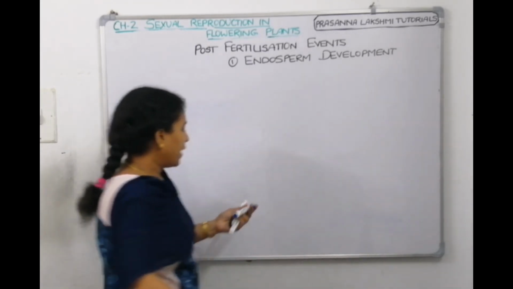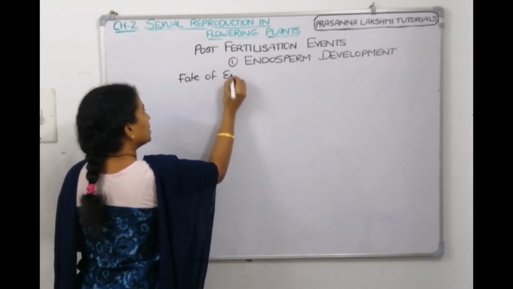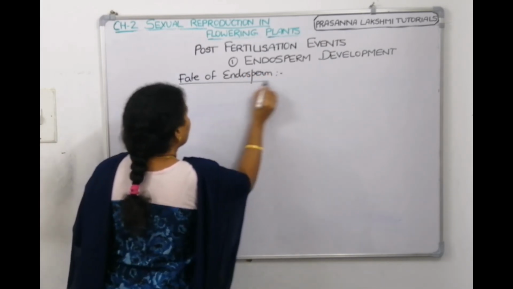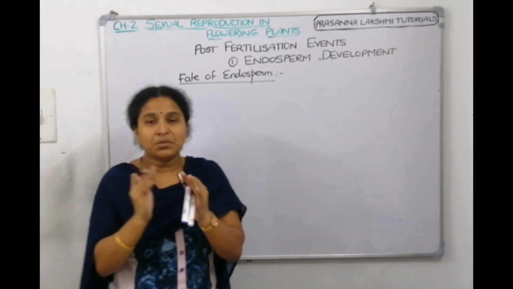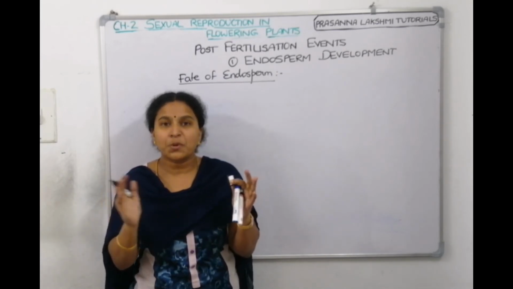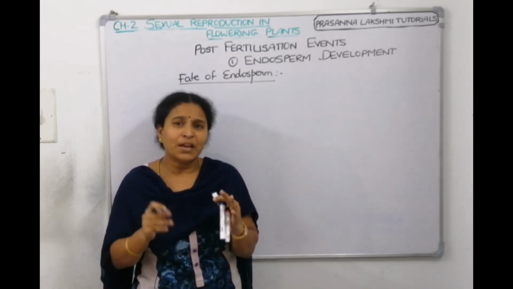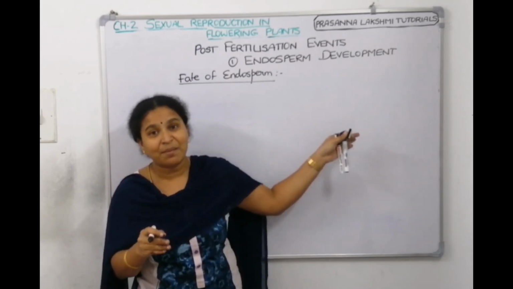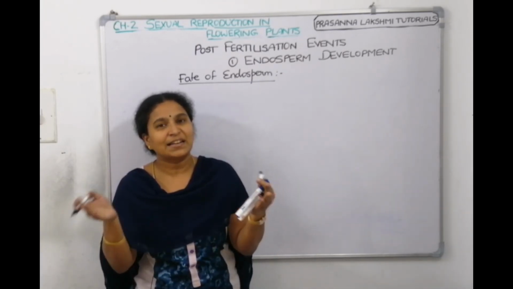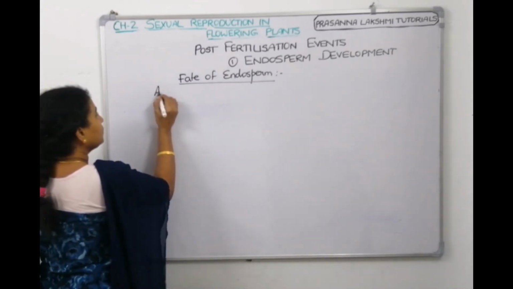Now, what is the fate of the endosperm? The endosperm's outside portion will be nucellus. As the endosperm is growing, the endosperm will crush off the nucellus and endosperm will occupy. Inside the endosperm, I am drawing the embryo, and the embryo will eat it off. Now, endosperm is crushing off the nucellus and in turn this endosperm is eaten off by the embryo.